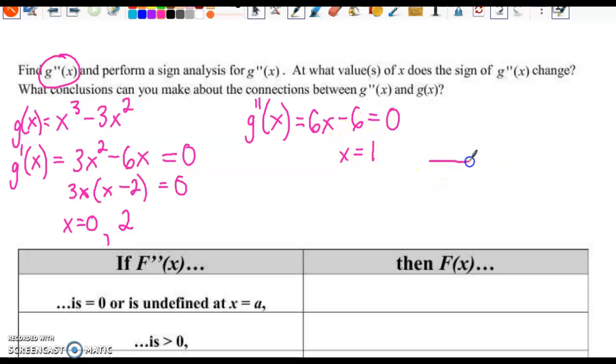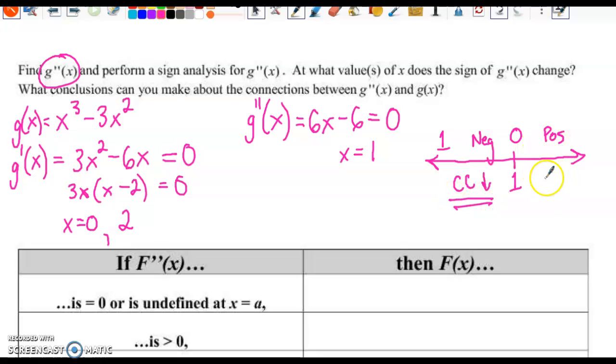But if you perform a sign analysis at x equals 1, right here's 1, and again you can plug in values like 0, -1, -2, and you'll get a negative value over here. And notice I'm plugging into the second derivative, and a positive to the right of x equals 1. So what that means is, when you have a negative in the second derivative, you get a concave down graph, and a positive means it's concave up.